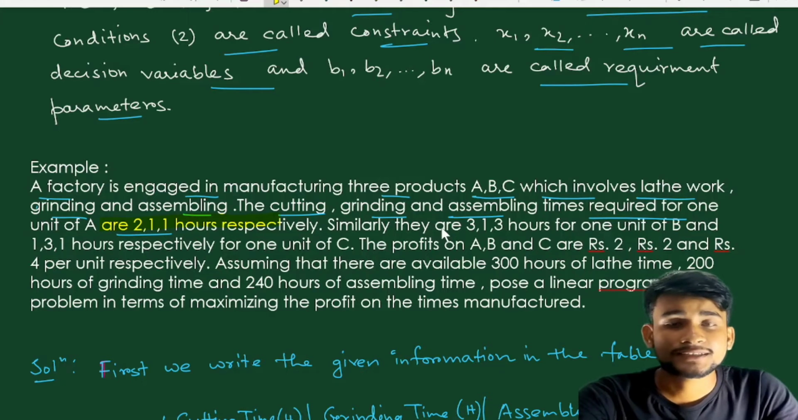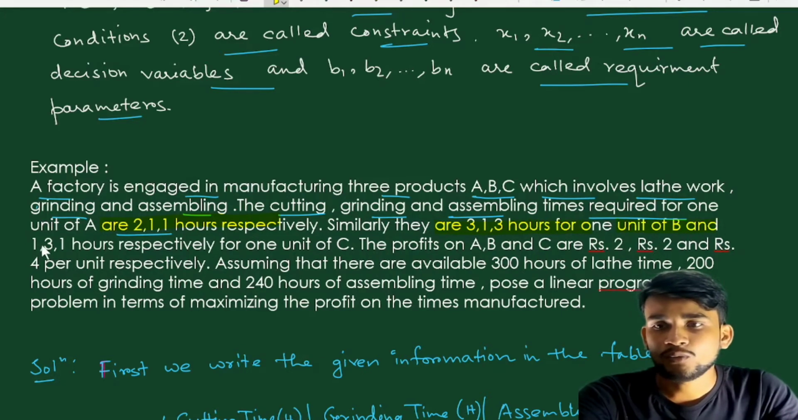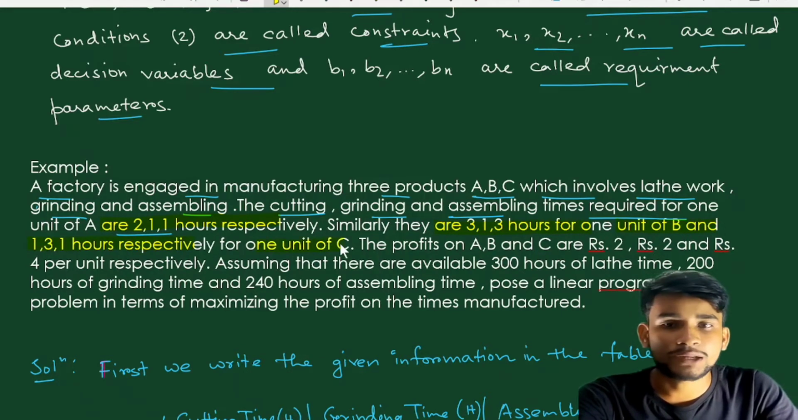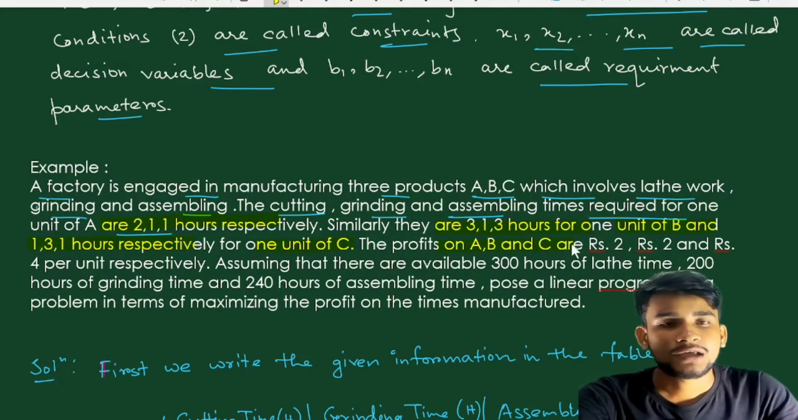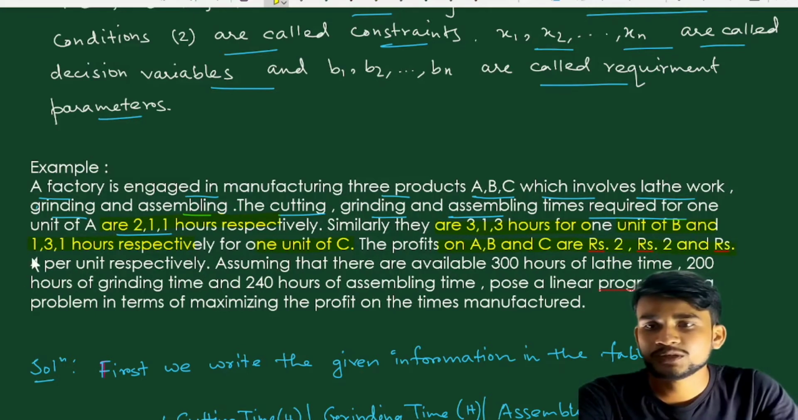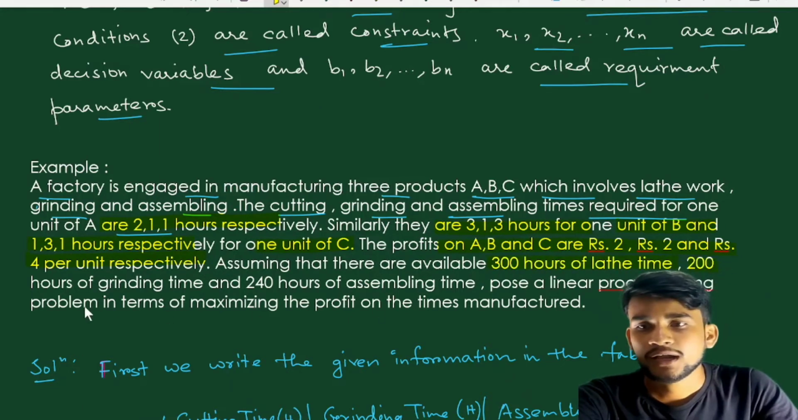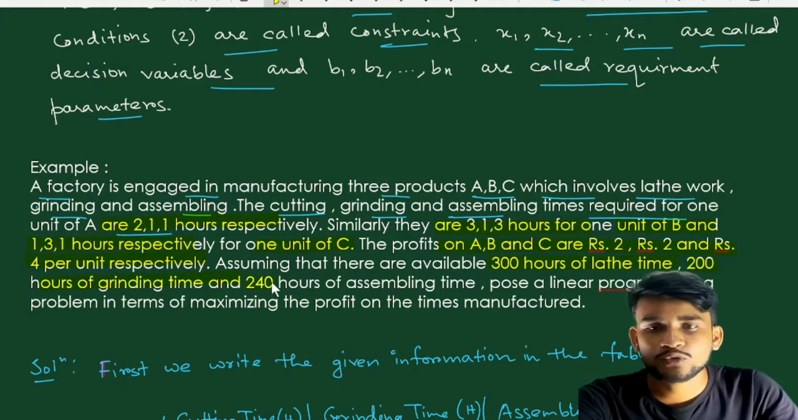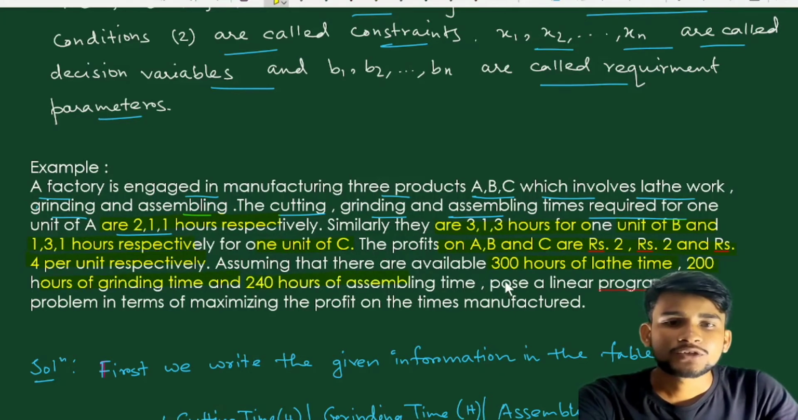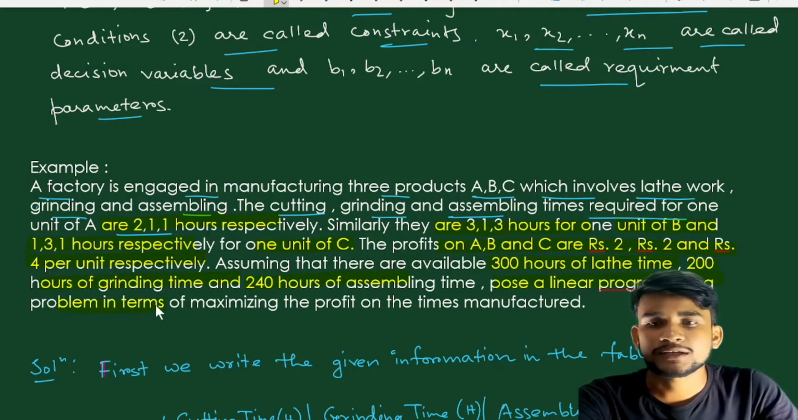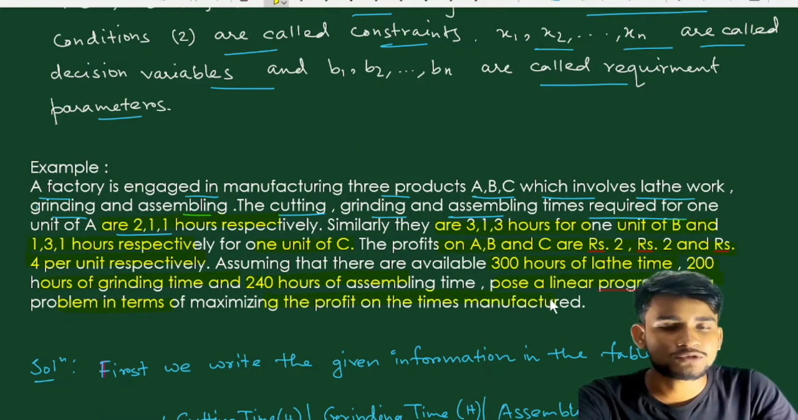The times for product B are 3, 1 and 3 hours for one unit of B, and 1, 3 and 1 hours respectively for one unit of C. The profits on A, B and C are 2 rupees, 2 rupees and 4 rupees per unit respectively. Assume there are 300 hours of lathe time, 200 hours of grinding time and 240 hours of assembling time available. Pose a linear programming problem in terms of maximizing the profit on the items manufactured.